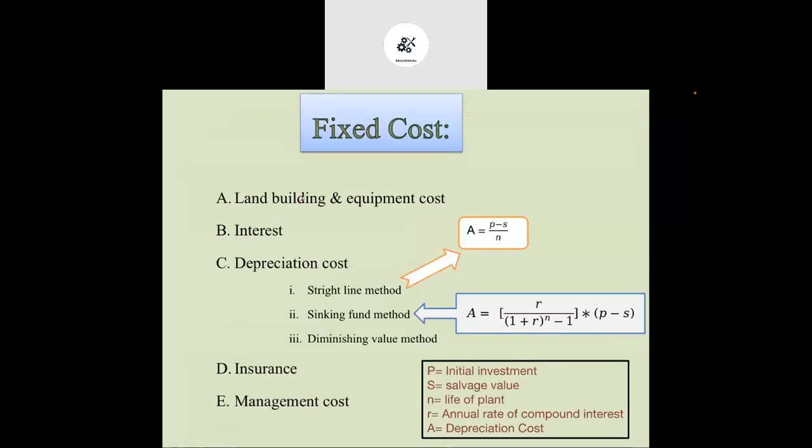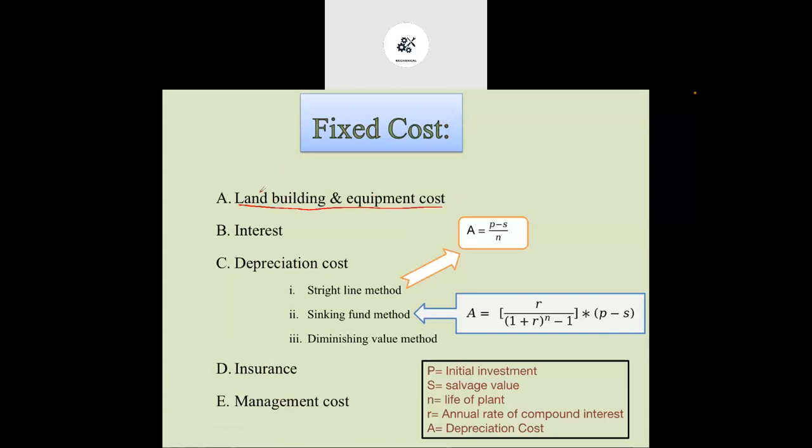Now the first one is the fixed cost. As we know, the fixed cost consists of different types of costs. The first one is the land, building and equipment cost. This particular fixed cost we can also call the capital investment. It will include other investment like the purchasing of devices and other types. So the fixed cost again consists of different types of costs.